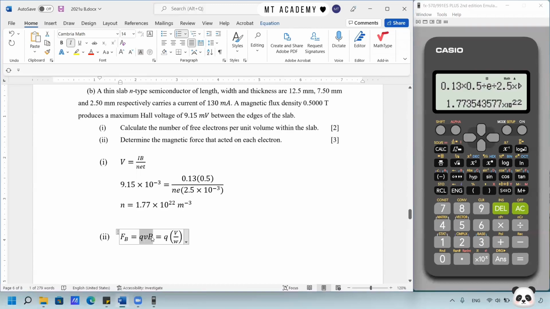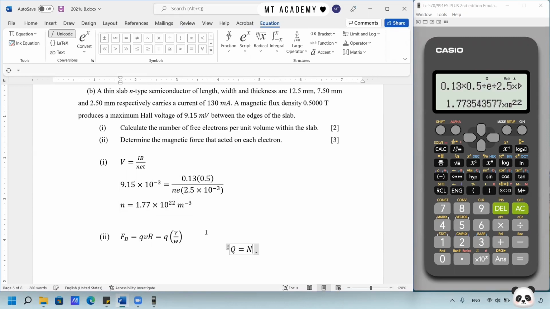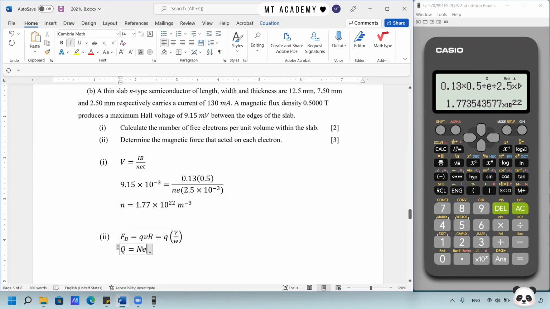So you don't use the QvB, but we can just use the QE, and the E is equal to V over W. So the only thing we don't have is the charge, but we just need to obtain the magnetic force that acted on each electron. From chapter 14, you learned that the charge is equal to the number of electrons multiplied by the charge of an electron. So from here, the number of electrons n, we can just put into the formula of Fb. And then E is equal to n, the number of electrons, multiplied by the charge, and then V over W.